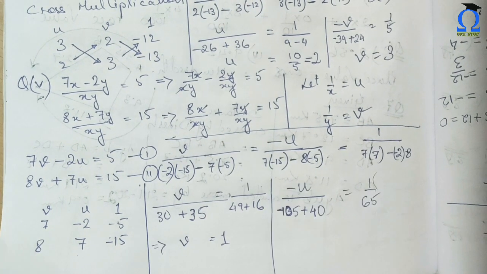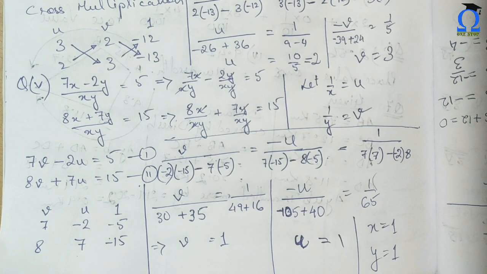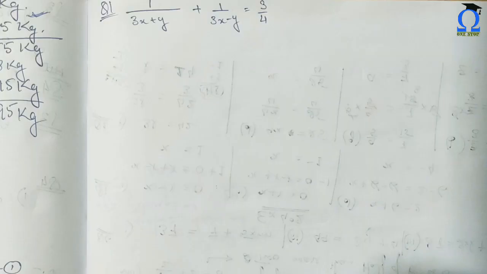Okay, so u also is 1, therefore if v and u are 1, that means x and y will be 1 itself. So we have got our answer. Understood? Now I am taking the last one.